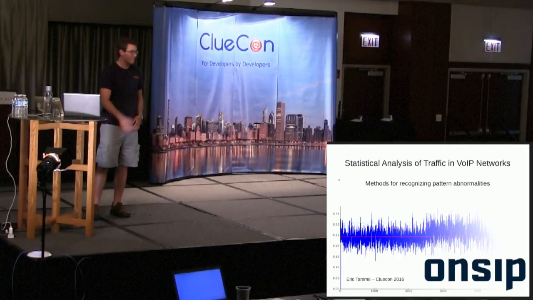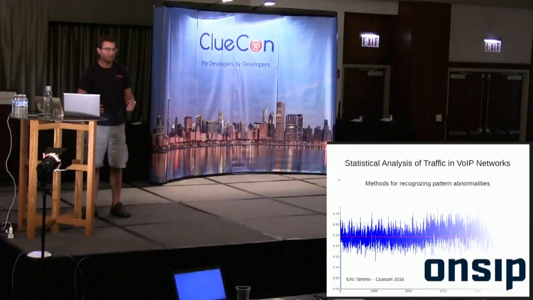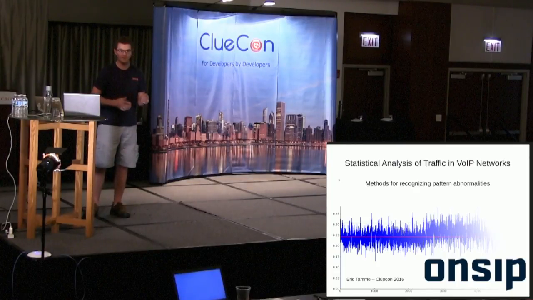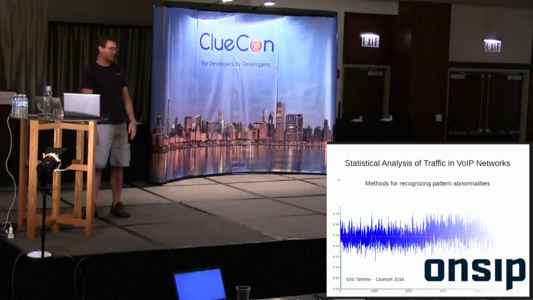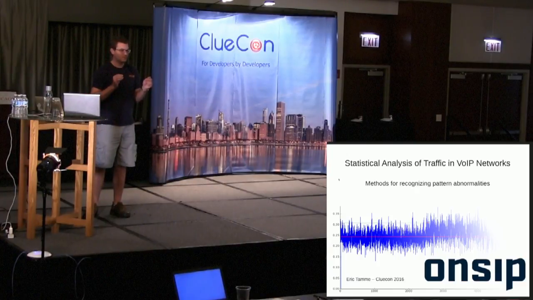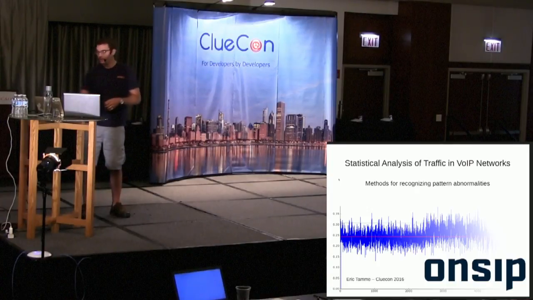So yeah, I'm Eric Tamme. I'm with OnSIP, and today we're going to be talking about statistical analysis of traffic in VoIP networks for detecting abnormalities. I know that Travis introduced me as talking about fraud, but one of the focuses of this talk is to look at traffic patterns, generally speaking. A lot of it is applicable towards fraud detection, but there are other things that we can look at too. So that's the gist of it.